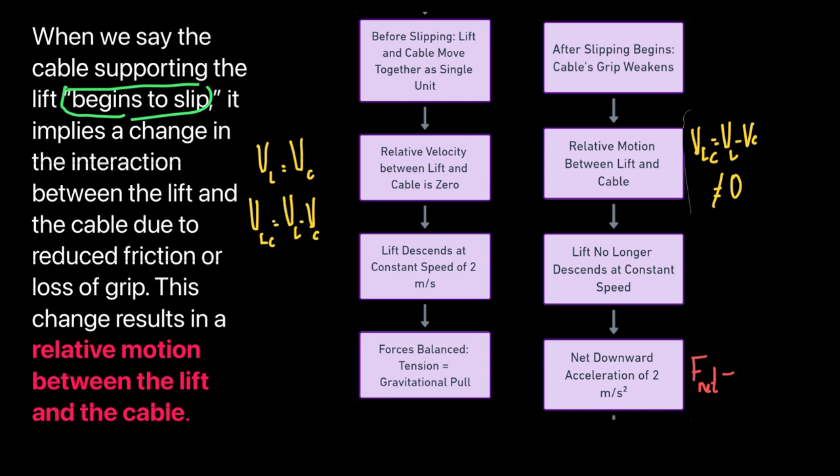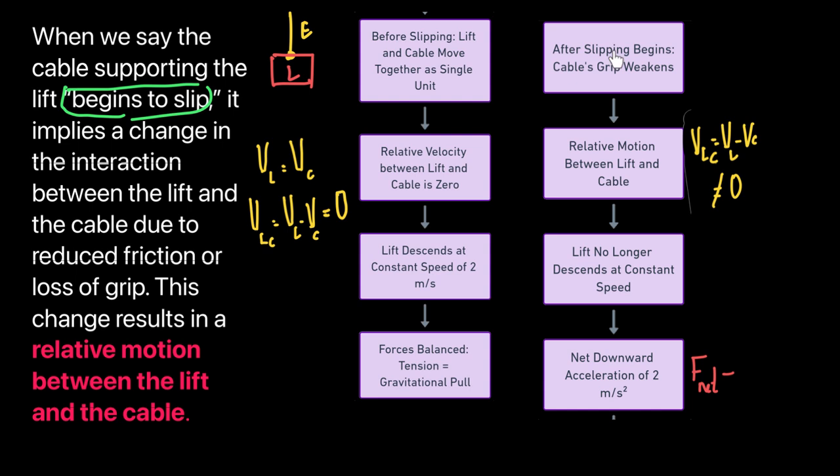If we consider VL to be the velocity of the lift and VC to be the velocity of the cable, before slipping, the velocity of the lift is equal to the velocity of the cable, which means the lift and cable are traveling together. I'll take you to the diagram in a minute. This is the cable, and then we have here the lift. When the velocity of cable is equal to the velocity of lift, the relative velocity of lift with respect to cable is equal to VL minus VC. Since both are equal, this would be equal to 0.